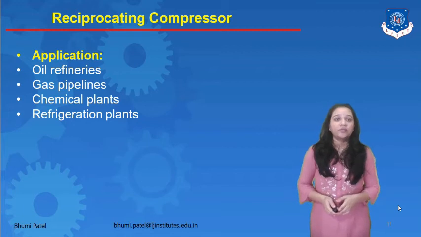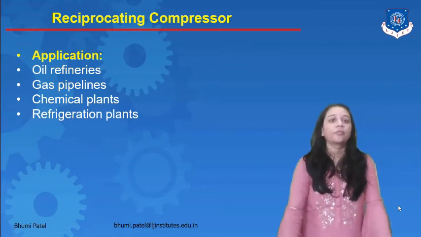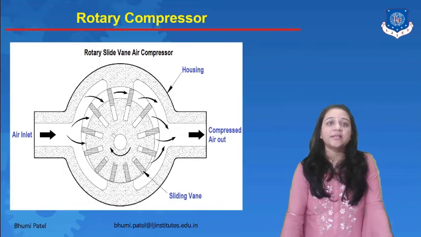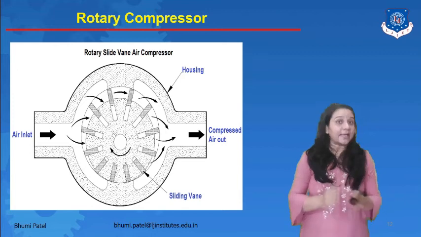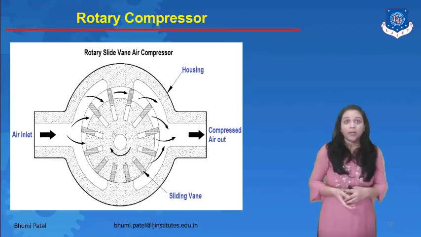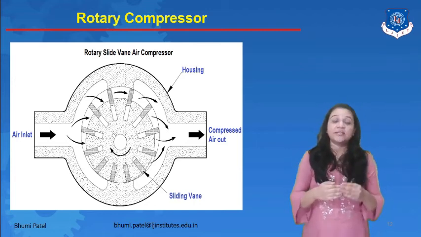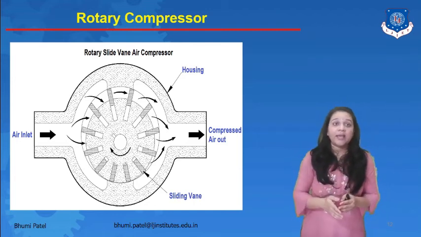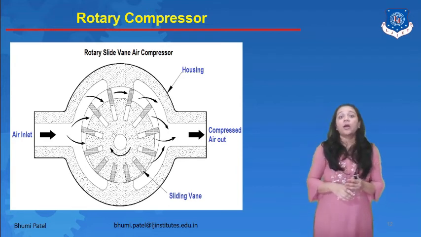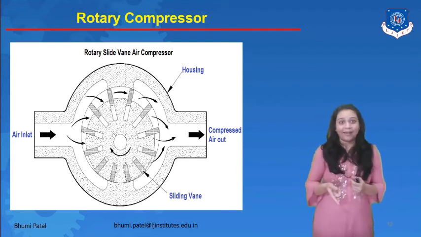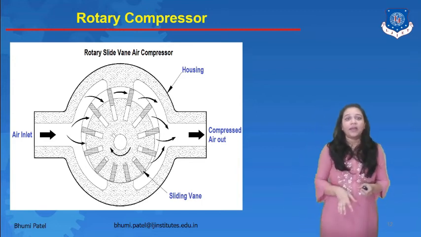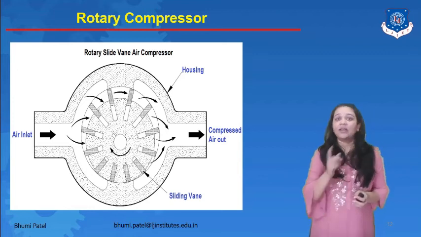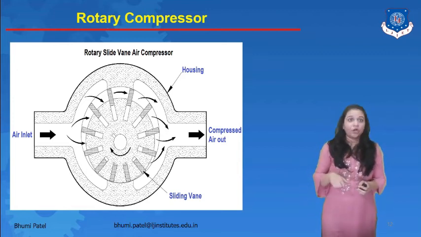Okay, now the next one is the rotary compressor. Here you can see the difference between the reciprocating and the rotary compressor. In the reciprocating, the piston and cylinder are connected in the same line. Here we connect the compressor in a rotating manner. As the name suggests, in the rotary compressor the sliding vane compresses in a rotary manner.